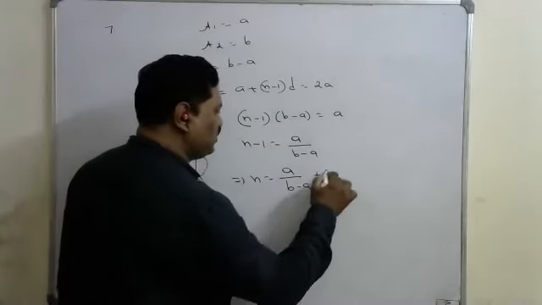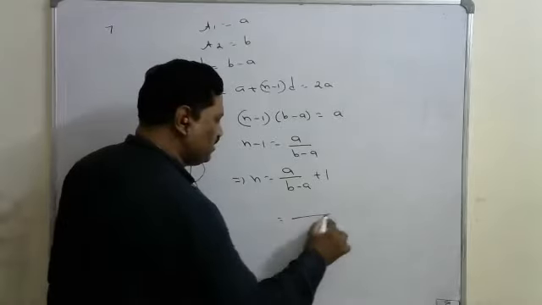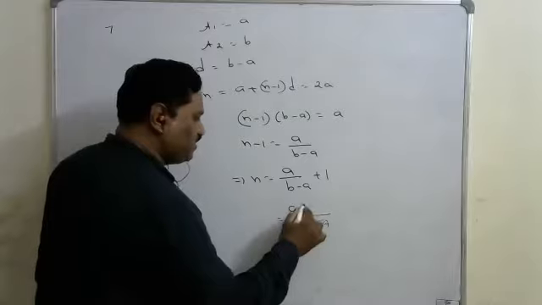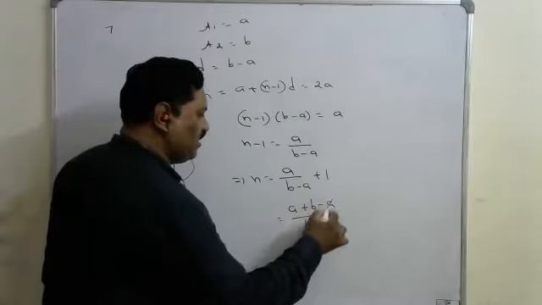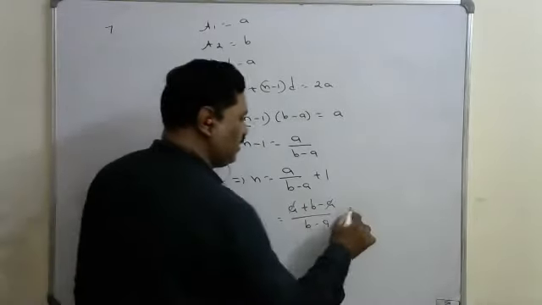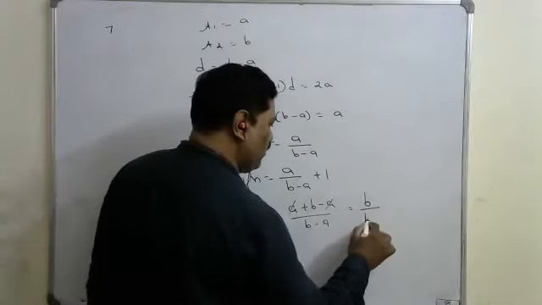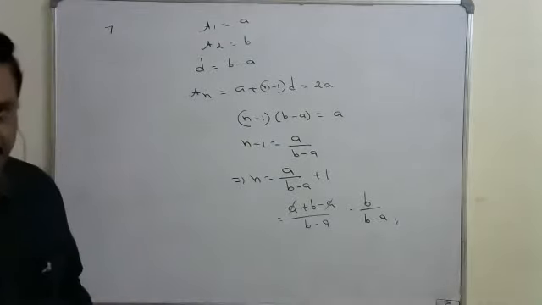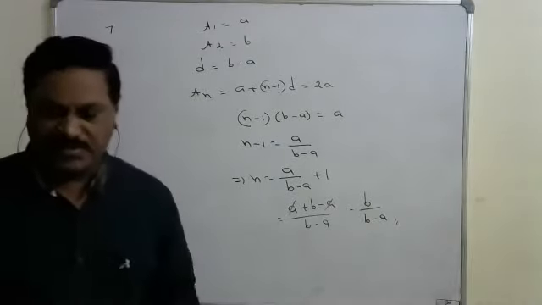The minus 1 goes to the other side, so it is plus 1, where the LCM is B minus A. The numerator will be A plus B minus A, where A and A cancel, and the remaining is B upon B minus A. This is the answer: the number of terms is B upon B minus A.